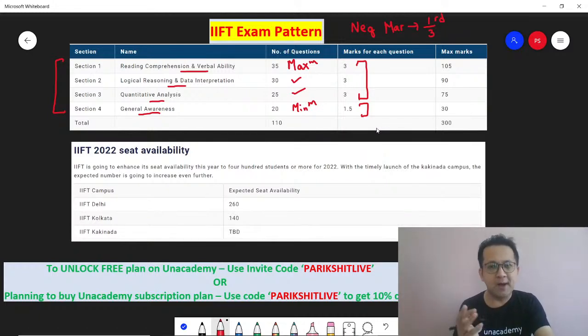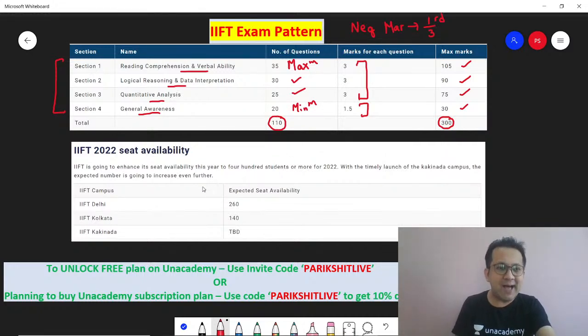Unattempted, 0 marks. So obviously, 35 questions at 3 marks per question, 105 marks in VRC, 90 marks in LRDI, 75 marks in quants and 30 marks only in GK. So the total is 300 marks, 110 questions, 300 marks and a 2-hour paper.